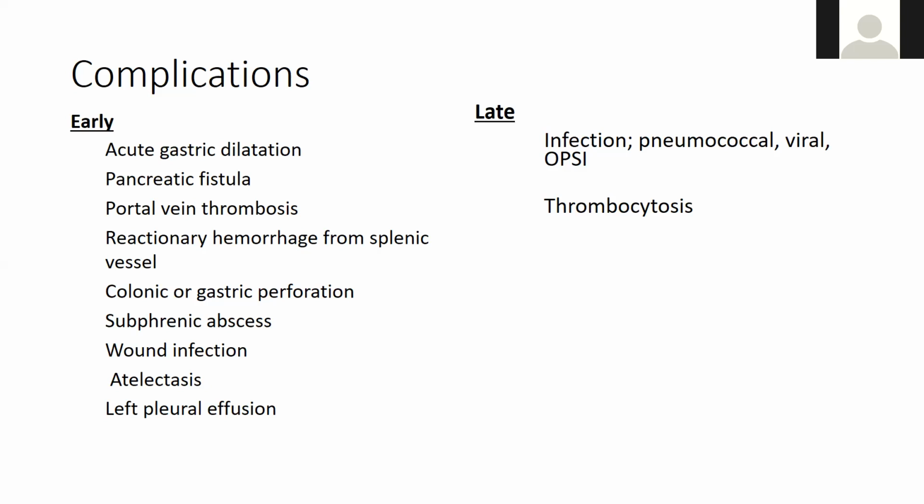But the late complications are usually infection related. Within 7 to 14 days post-splenectomy, you have an increase in platelet counts because they don't get destroyed, so you have thrombocytosis. And apart from that, you are more amenable to pneumococcal and viral infections, and overwhelming post-splenectomy infections later on.